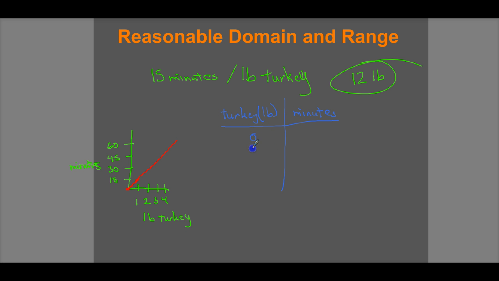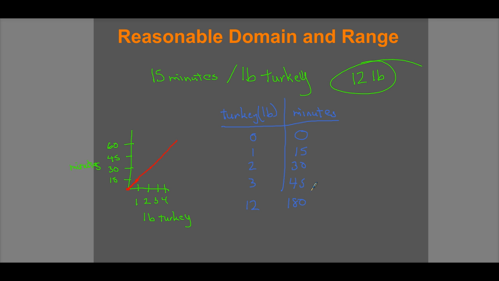So 0, 1, 2, 3, and then I can go all the way up to 12. So I'd have 0 turkey would take no minutes. 1 pound of turkey takes 15 minutes. 2 takes 30. 3 takes 45. And then to do 12 pounds of turkey, I'm going to have 180 minutes.